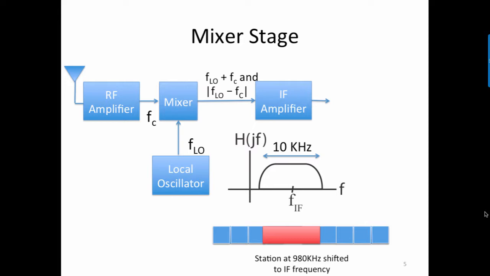The fixed IF frequency is used because it is more feasible to build a selective amplifier with a fixed center frequency than one with a variable center frequency.